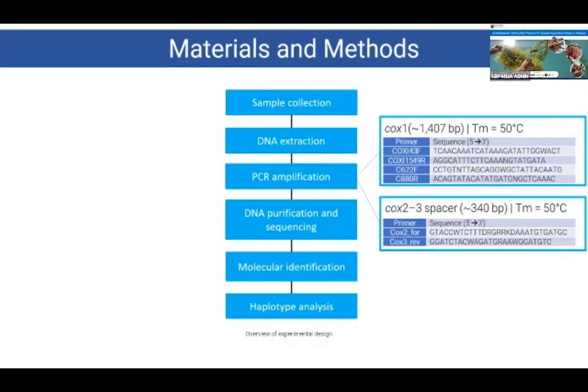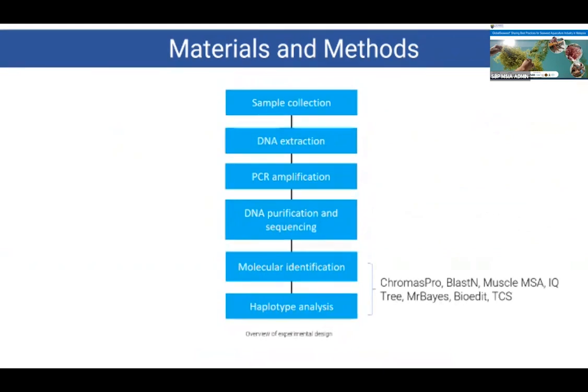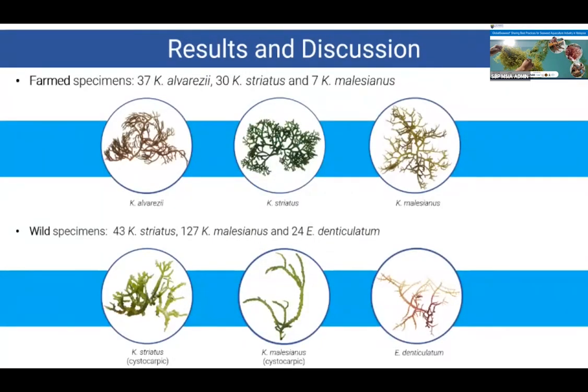The success of PCR amplification was verified using gel electrophoresis, and the PCR amplicons were then purified and sent for DNA sequencing. DNA contigs were assembled using Chromas Pro, and multiple sequence alignments were constructed and processed using BioEdit. Molecular identification was performed using BLASTN, as well as tree-based methods. Since we're interested in the genetic diversity of the eucheumatoids, haplotype networks were constructed using TCS. Moving on to the results and discussion.